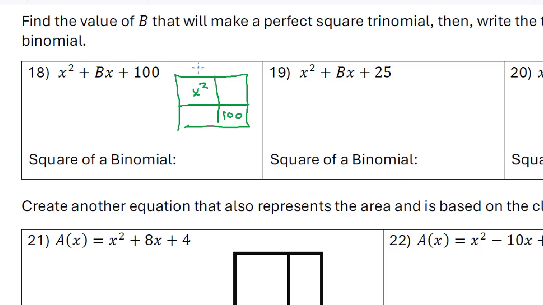This is x times x is x squared, and then class, you know if it's a square, these two numbers have to be the same. Well, what number multiplied by itself gives you 100? Well, that's 10. And that means this becomes 10x, and this becomes 10x. And if you look at this, class, that means your b value has to be 20x. So we're going to have this.